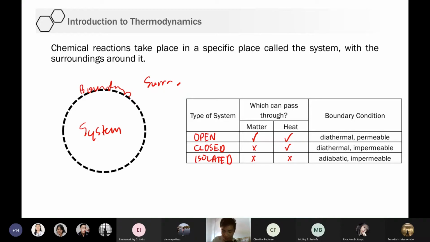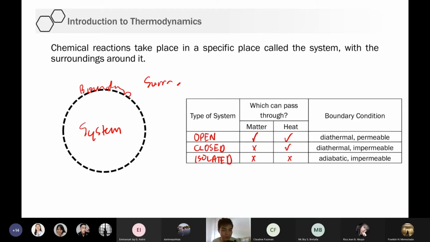Okay, isolated. Meaning, excluded talaga siya from the outside world. Hindi siya pwede makipag-interact in terms of particles and in terms of energy sa outside world. So, one good example of that would be thermos. Mapapansin nyo sa thermos, kahit ilang araw na yung mainit na tubig mo dun sa loob, mainit pa rin siya. Kasi nga, walang interaction with the outside world.